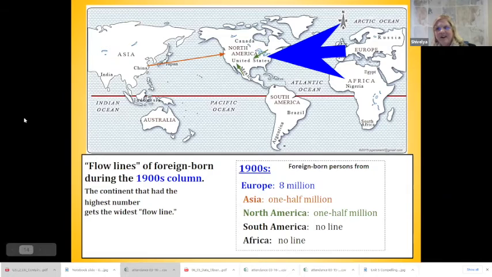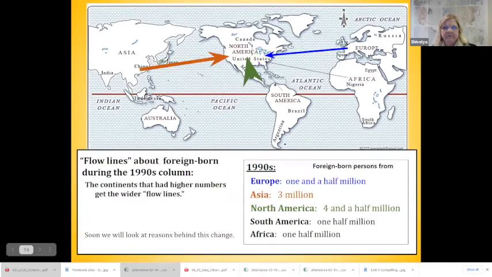I like this graphic because it shows us that there was such a large number of immigrants that came from Europe during the early 1900s, and a very small group from China. And then we start to see how that changes just over time.